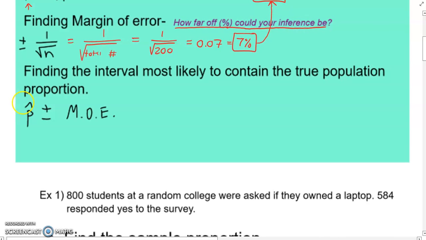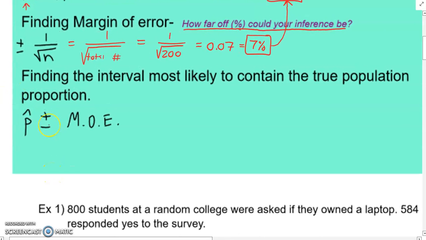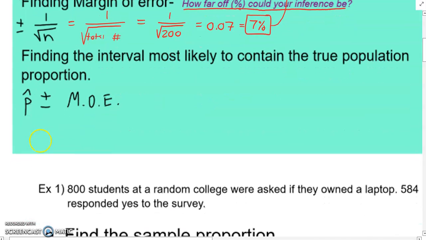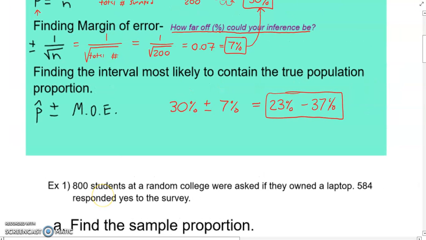And so the last question here is, in finding the interval most likely to contain the true population, you're going to take that sample proportion of 30%, and we're going to add and subtract 7% from it to get our upper bound and our lower bound of what the answer should actually be. So what that means is if I were to survey the entire population, the margin of error tells me that the actual answer lies somewhere between 23 and 37%.